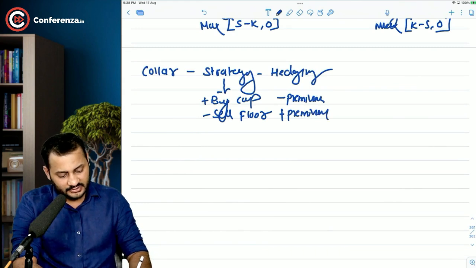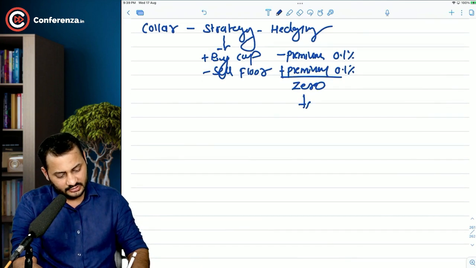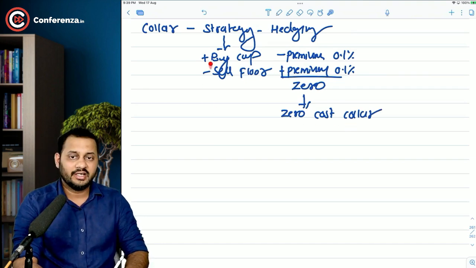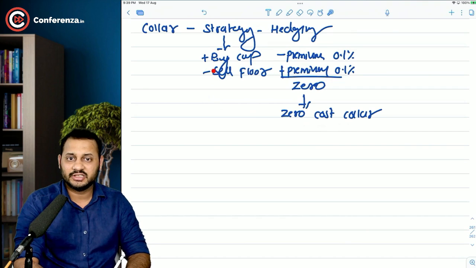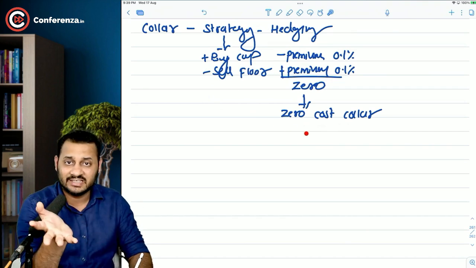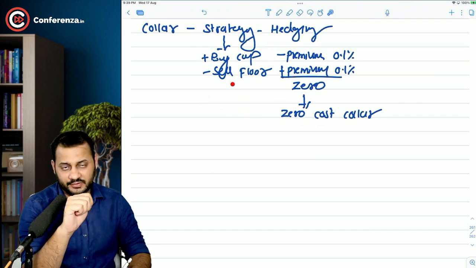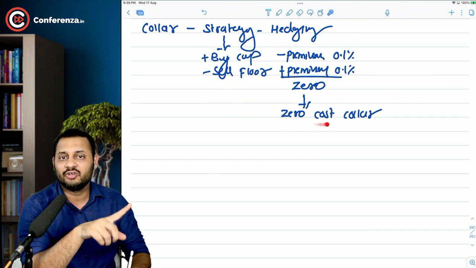Let's say the premium is 0.1%, 0.1%. So the net premium is 0. This is called as zero cost collar. Means in order to create this type of situation or a strategy, it didn't cost us anything because whatever we paid was received by us in the floor option. This is called as zero cost collar.